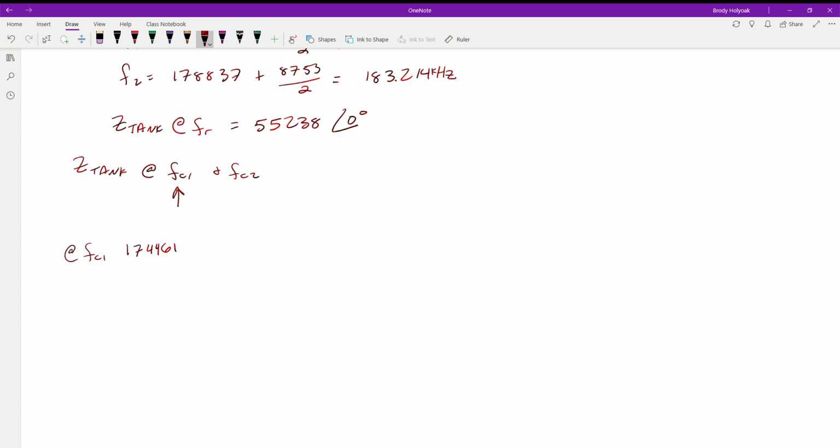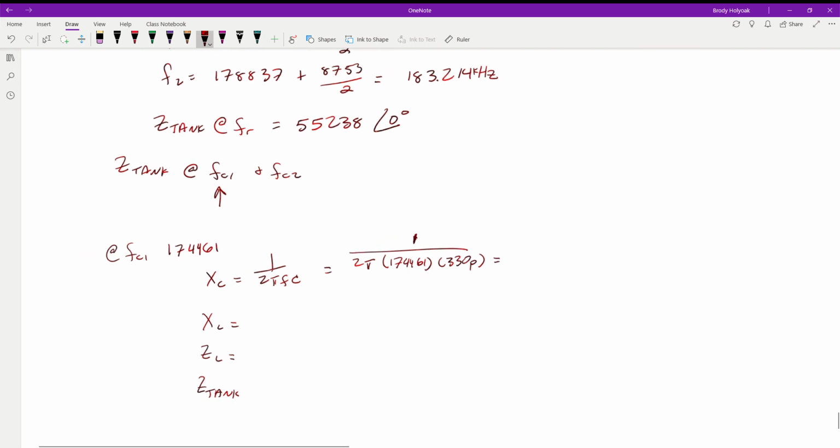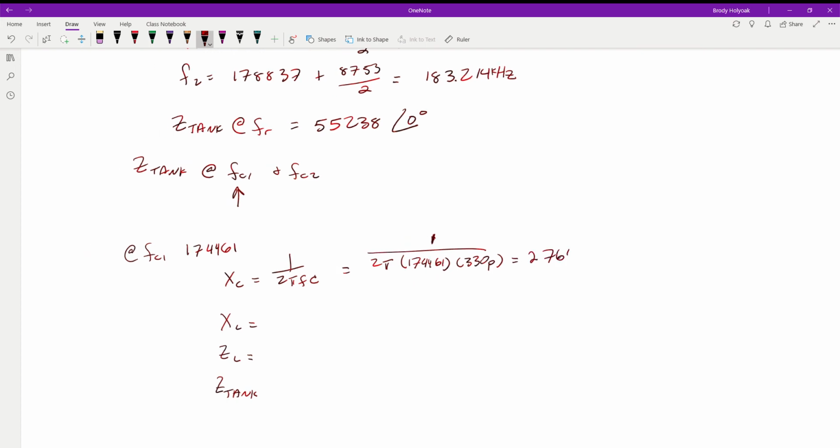So what we need to do is solve for the capacitive reactance of our capacitor, the reactance of our inductor, the impedance of the inductor, and our Z tank. Okay, so X of C, remember, is 1 over 2 pi times the frequency times the capacitance. So we have 2 pi times 174461 multiplied by the 330 pico. Take the reciprocal of that, and that is going to equal 2764 at an angle of -90 degrees.